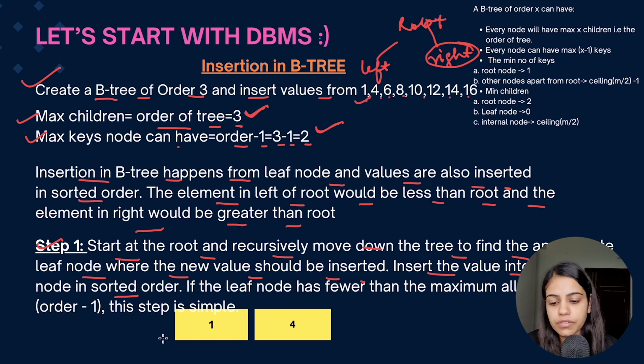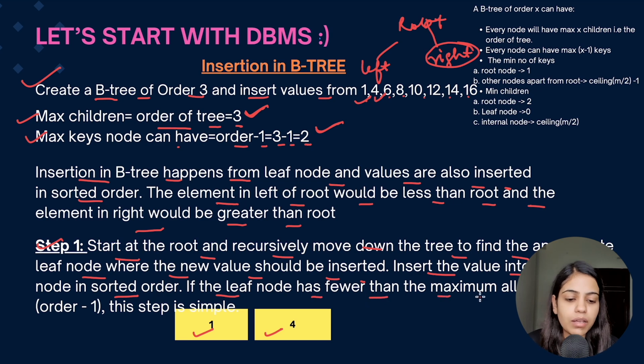So the first value is 1, I have inserted 1. The second value is 4, I have inserted 4. If the leaf node has fewer than the maximum allowed keys, that is order minus 1, this step is simple. We have inserted 1, we have inserted 4. But here the maximum number of keys a node can have is only 2. Now we have to insert 6. So how can we insert 6?